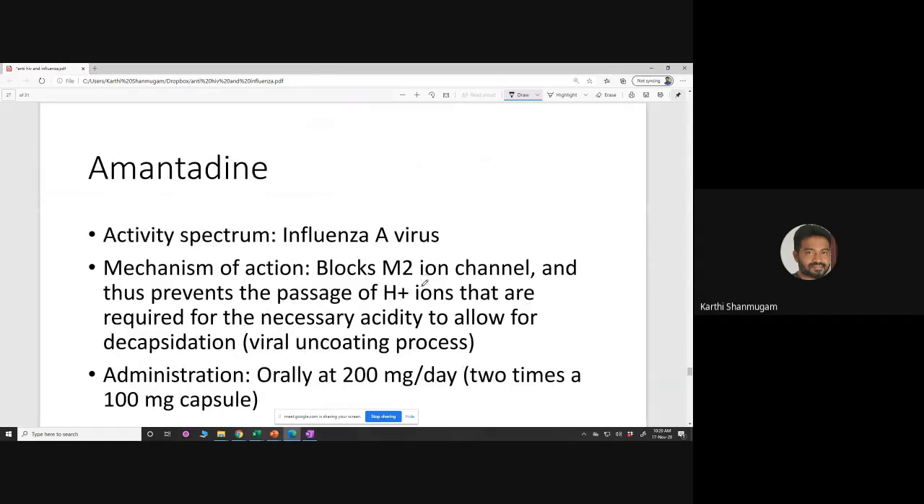Coming to the molecular action of specific drug molecules, amantadine. The activity spectrum of this molecule is very specific for influenza A virus. I already told you that even though we have influenza A, B, and C, the most important type in human infection is type A. So if you have an influenza B or influenza C infection, this molecule may not be potent. The mechanism of action is that amantadine blocks the M2 ion channel.